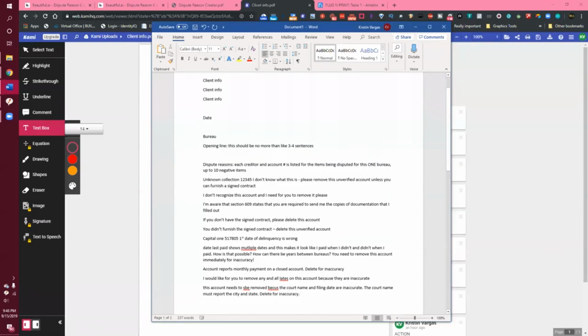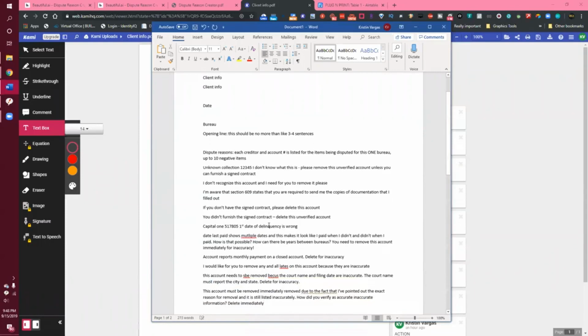Let's say that it's next round. This account must be removed immediately due to the fact that I've pointed out the exact reason for removal and it's still listed inaccurately. How can you verify as accurate? Inaccurate information. Delete immediately. And you would go in and put whatever they're reporting.